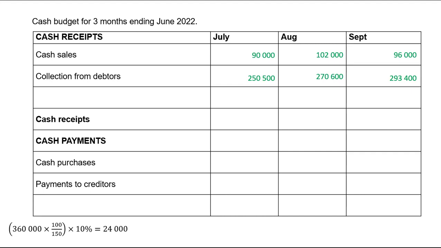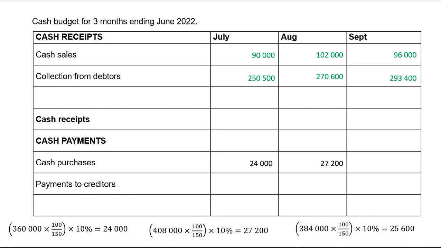However, only 10% of those total purchases will be cash purchases, and that we will put under cash payments. Of the 408 total purchases, 408 amounted to 272,000. Find 10% of that, it'll give you 27,200. And the last one will be 25,600.